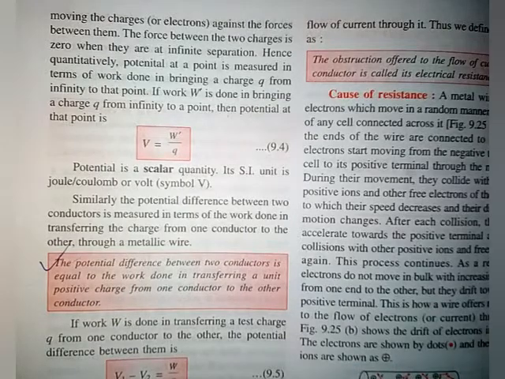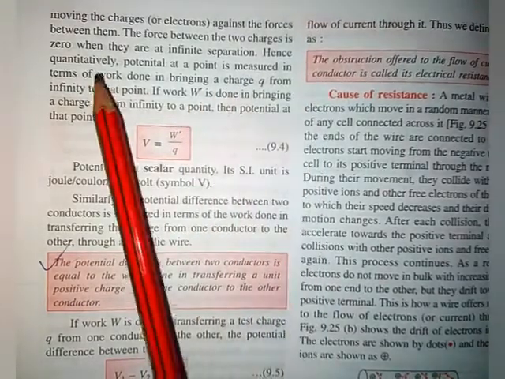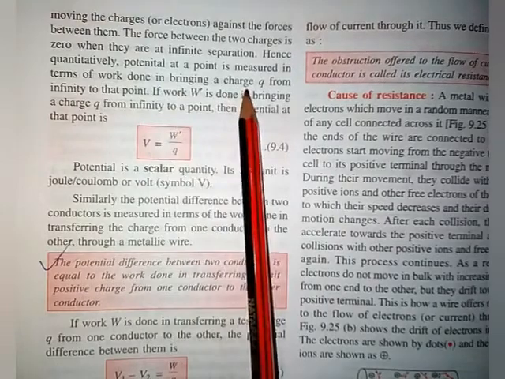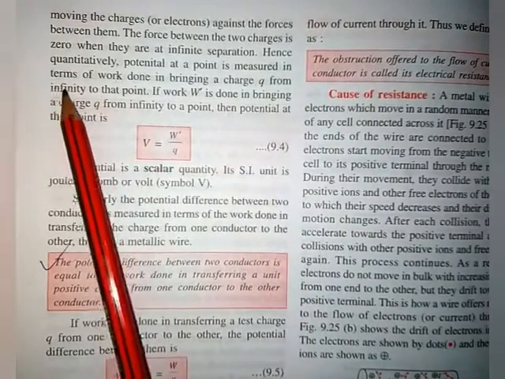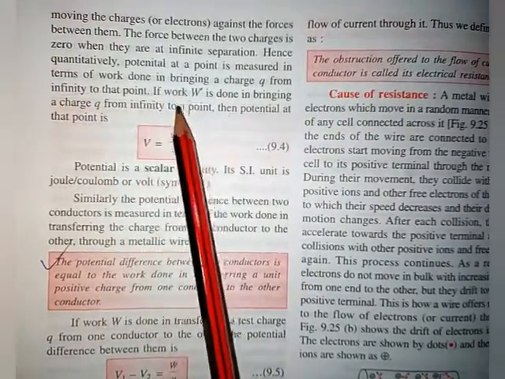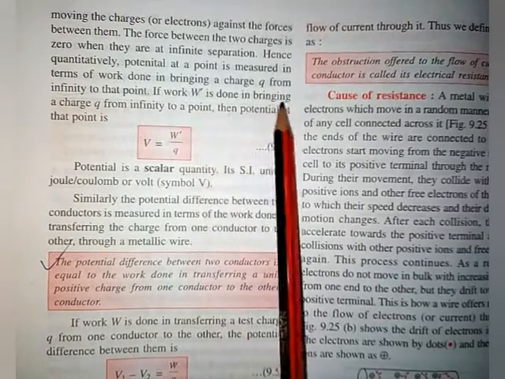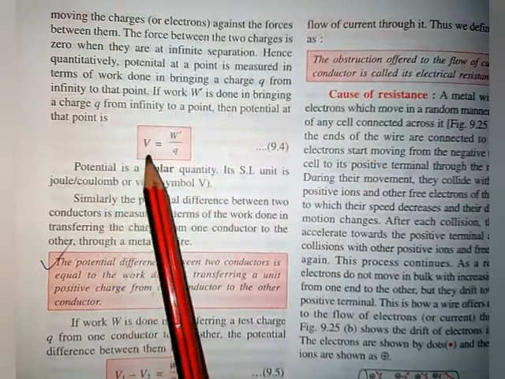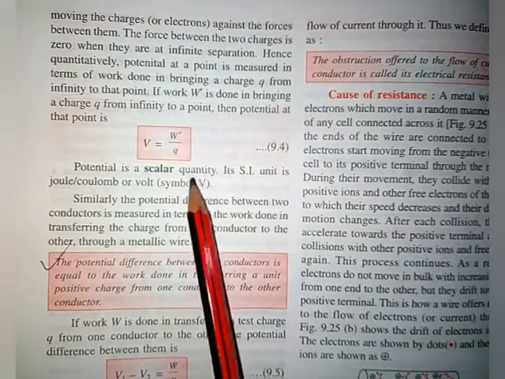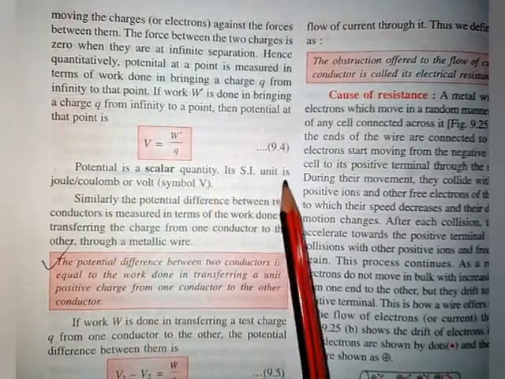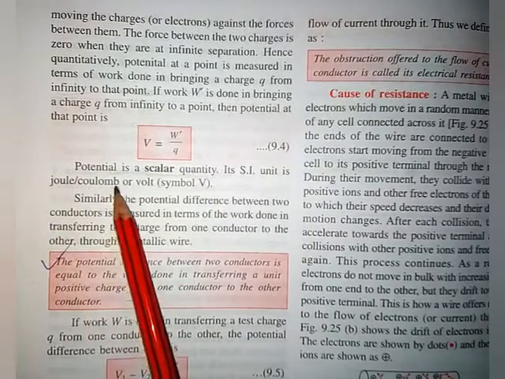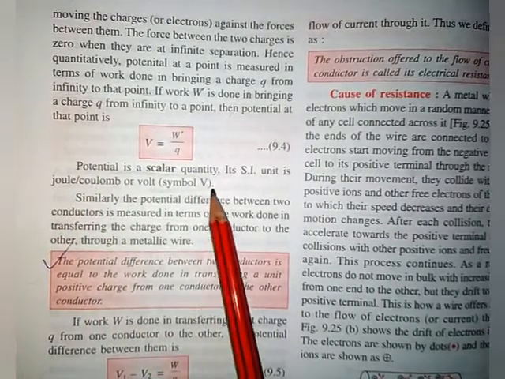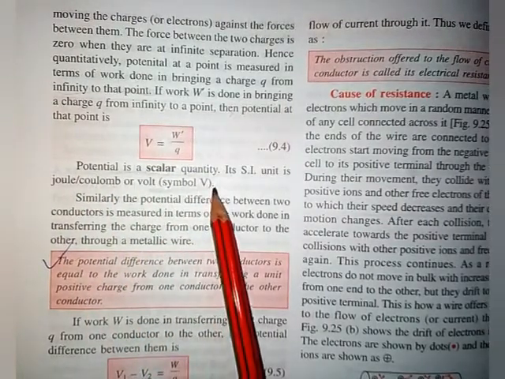Hence, quantitatively, potential at a point is measured in terms of work done in bringing a charge Q from infinity to that point, and if work W' is done in bringing a charge Q from infinity to a point, then the potential at that point is V equals W' upon Q. Potential is a scalar quantity and the SI unit is joule per coulomb or volt, and the symbol is capital V.